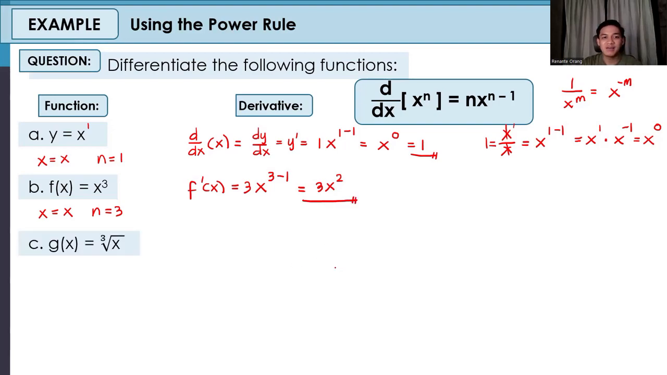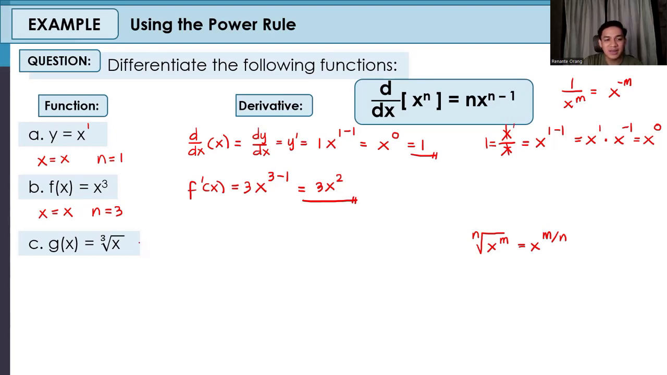For our letter C, we have g of x is equivalent to the cube root of x. Take note class, pag naka-radical, hindi natin yan ma-differentiate. We need to transform this one into a fraction form na exponent. And as we can recall sa ating algebra, we have the nth root of x raised to m is equivalent to x raised to m divided by n. Ibig sabihin, yung ating nth root, magiging denominator lang sa ating exponent na fraction.